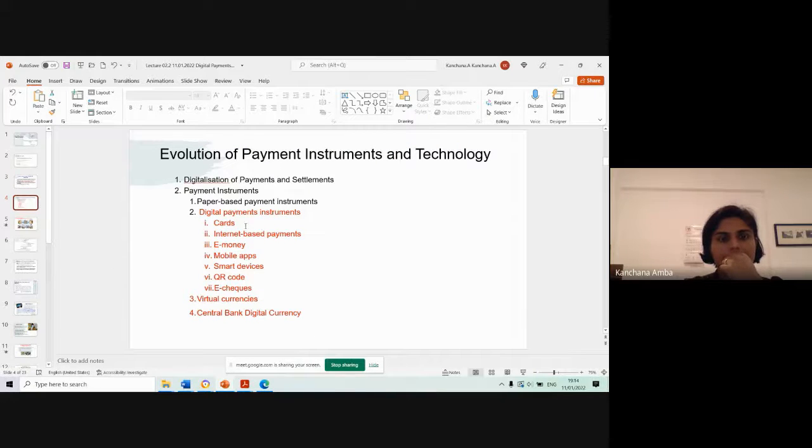Right, so we looked at cards last time, and the types of cards. We looked at credit, debit, and stored value cards. In Sri Lanka, there are no charge cards, and what they do, and how the cards increase their usage.